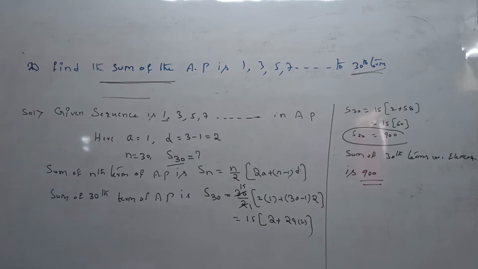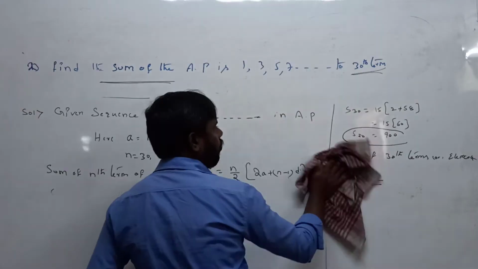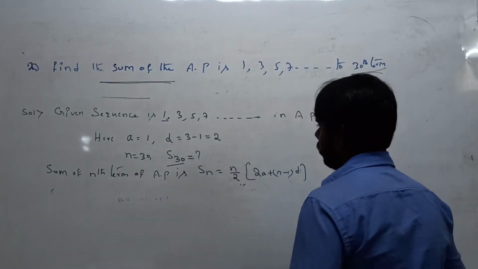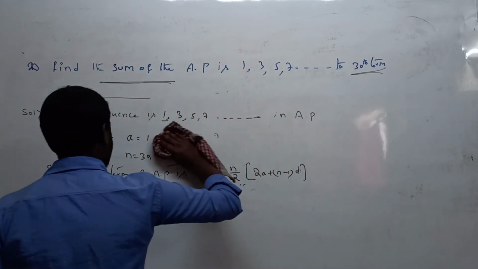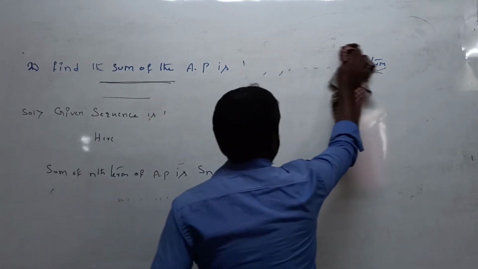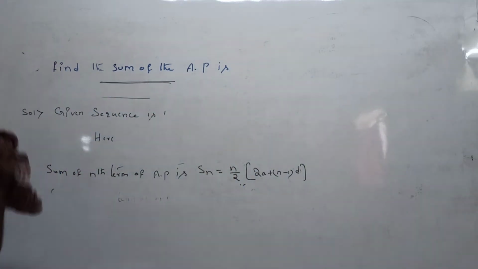Third question. So very easy, only applying the a value, n value, d value. So finally we got what they are asking. Very easy. Next, the third question.